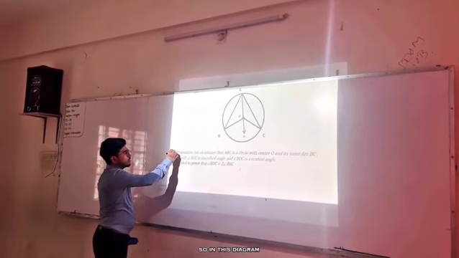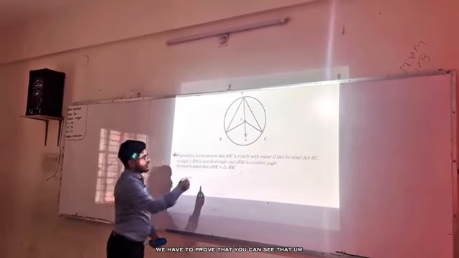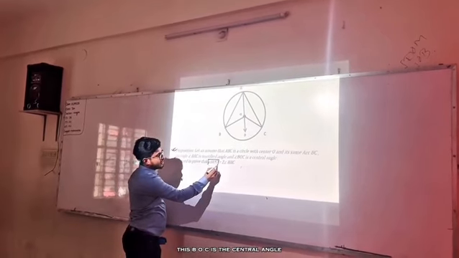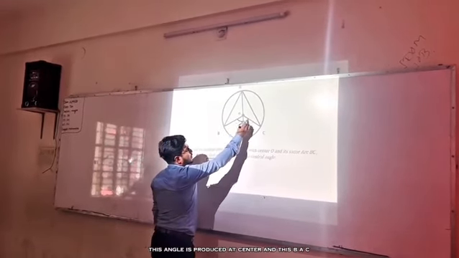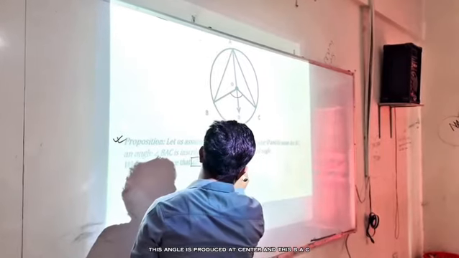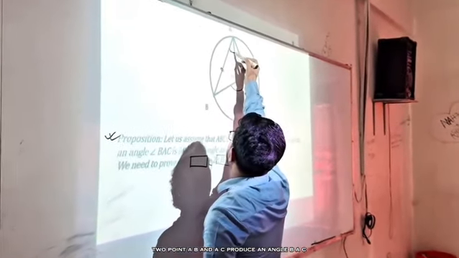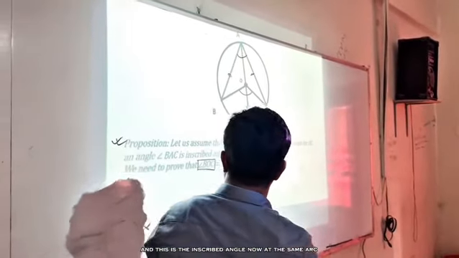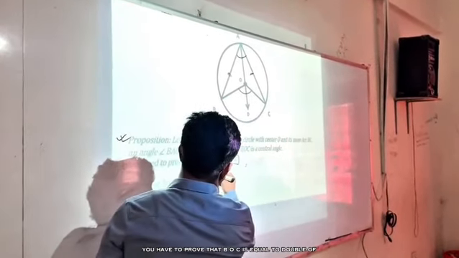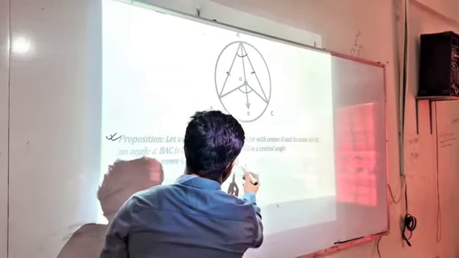In this theorem, we have to prove that BOC is the central angle, produced at the center. The two chords AB and AC produce the angle BAC, and this is the inscribed angle. At the same arc, you have to prove that BOC is equal to double the inscribed angle. Now we'll prove that, okay?